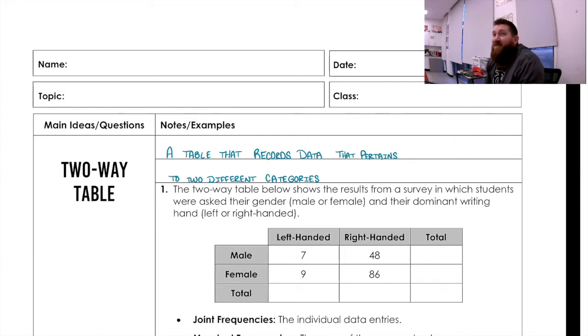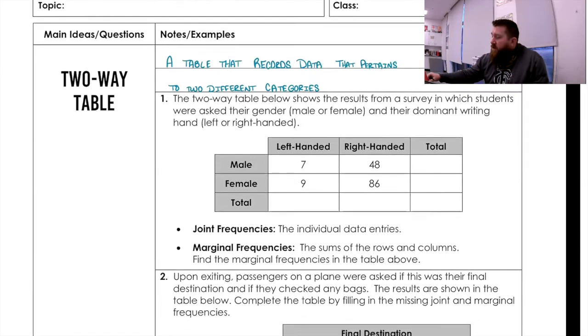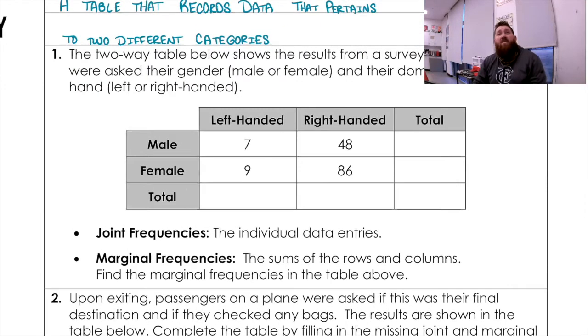Today we get to talk about two-way tables. A two-way table is a table that records data as it pertains to two different categories. In a two-way table, you can see the results of a survey, which we had students that were asked about their gender, are they male or female, and then their dominant writing hand, are they left or right-handed? Okay, so in our table, you can see our data split into the 4 columns.